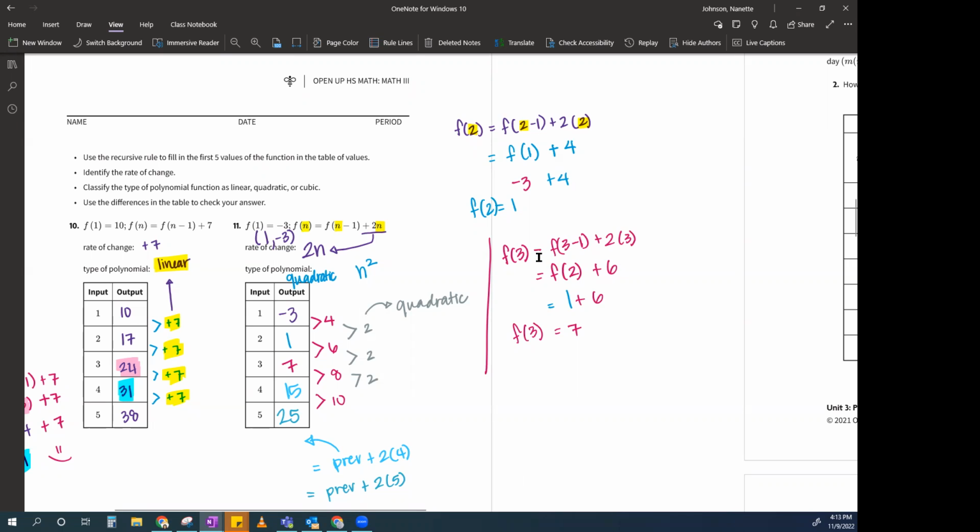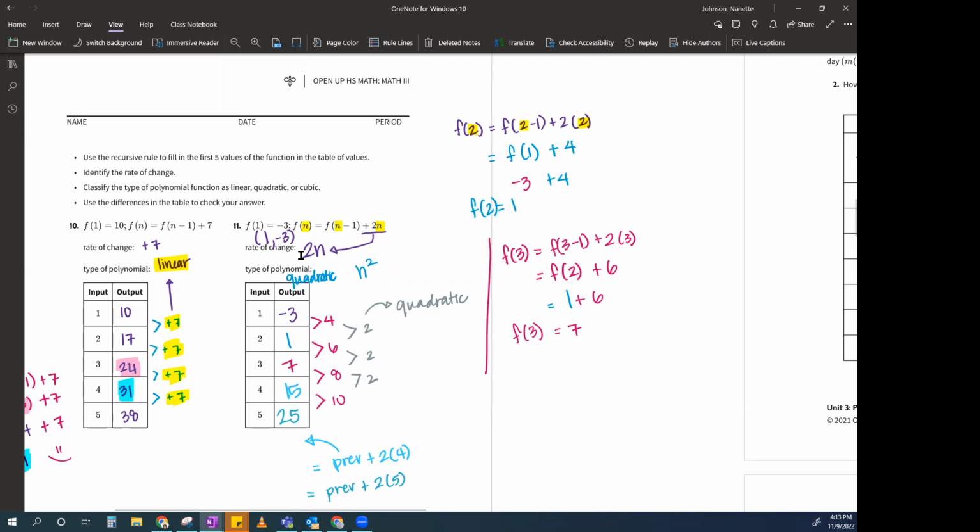Yeah, now we plugged in f of 3. Now you can continue. You can plug in 4 and 5 and 6, or you can read this, and that's how we did it down here. We said, oh, that means previous plus 2 times n. Now, if you're trying to figure out your fourth one, your n is 4, right? This all was right here.